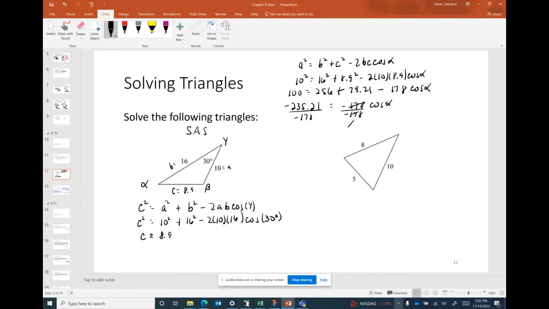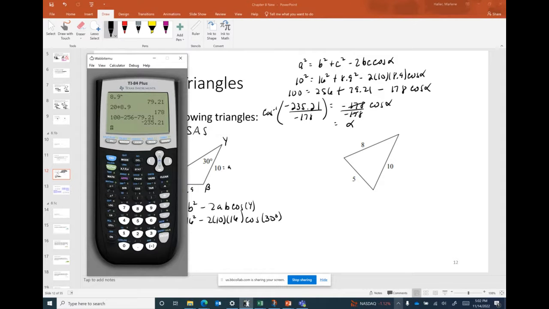Then we take the inverse cosine of both sides, and we'll see that alpha is equal to the inverse cosine of negative 235.21 divided by negative 178. It's a negative over negative, so it'll become positive. Uh-oh, domain error. I must have done something wrong here.